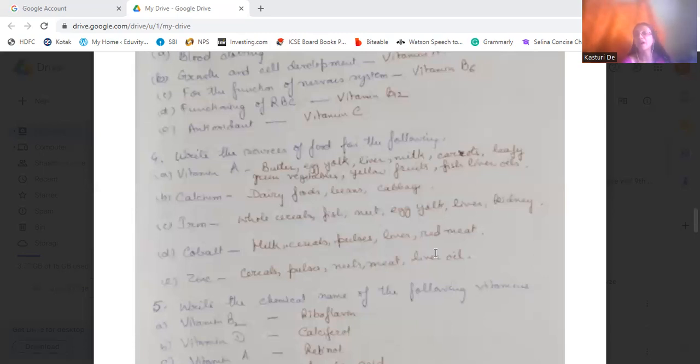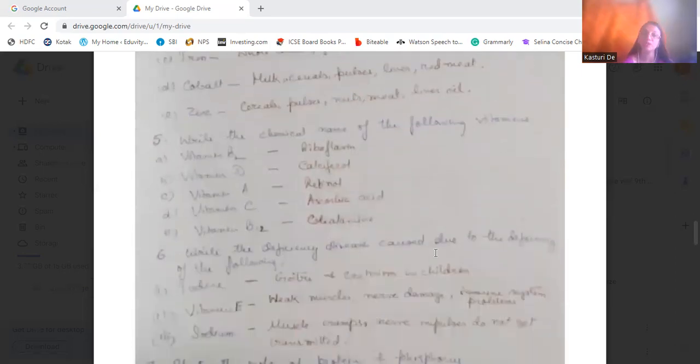Okay. Then write the chemical name of the following vitamins. Vitamin B2, that is riboflavin. Vitamin D, calciferol. Vitamin A, retinol. Vitamin C, ascorbic acid. Vitamin B12, cobalamine. Okay. Then write the deficiency disease caused by the deficiency of the following.